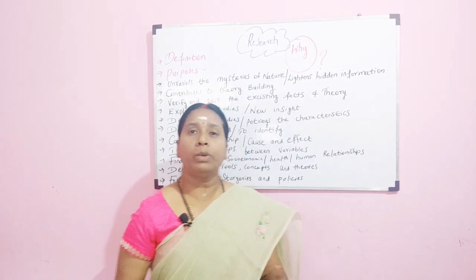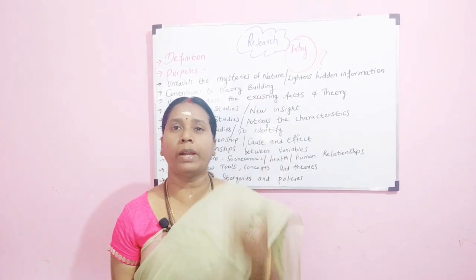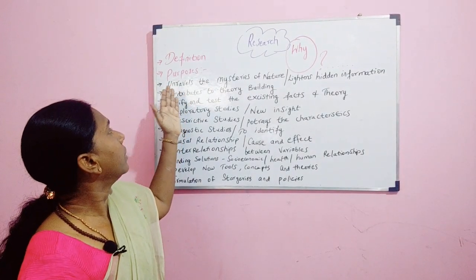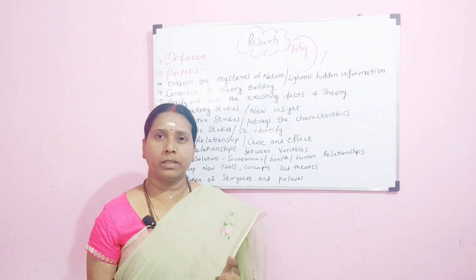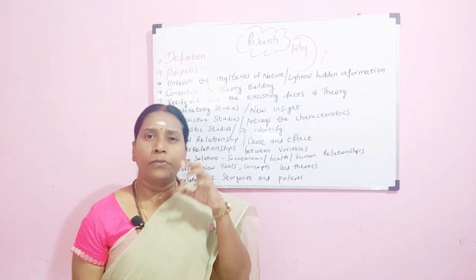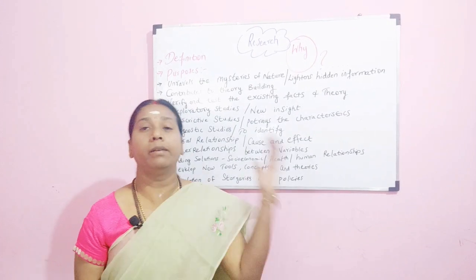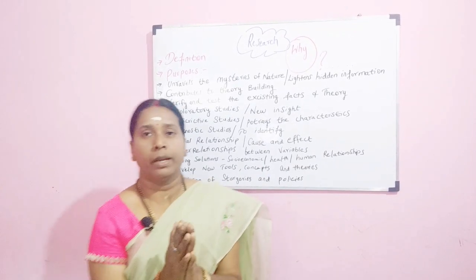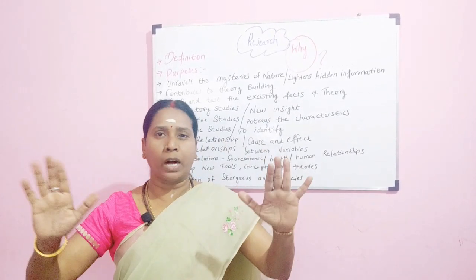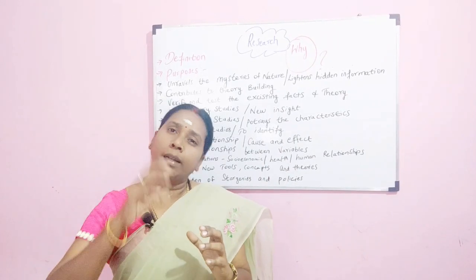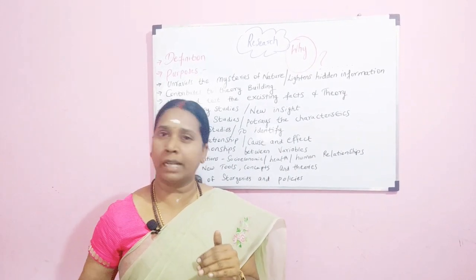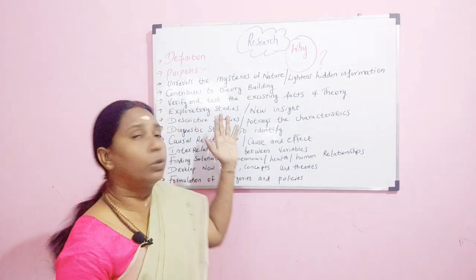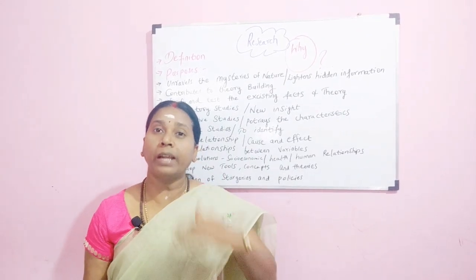Now we have a list. Why do we do research? The first purpose of doing research is to unravel the mysteries of nature, that is to find out what has happened in the past, to rule out something. Research is a very vast topic, and there are different types of research, which we will discuss in further classes. Now when we come to the purpose, the first purpose is to rule out the mysteries, that is to find out what has happened.